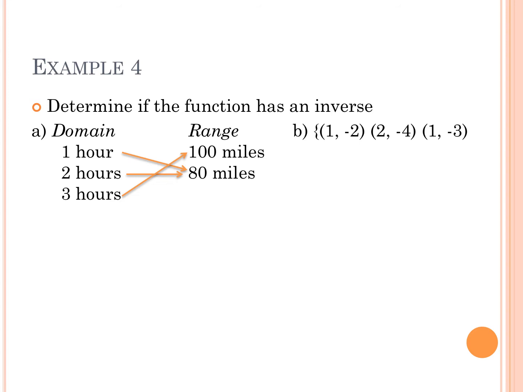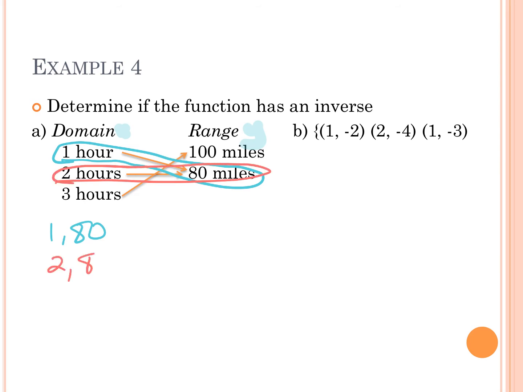What letter is domain? X. What letter is range? Y. So if it confuses you in chart format, literally rewrite these as coordinate points, okay? Where this is my x and that's the y because those two go together. So it'd be 1 and 80. Then 2 goes with 80. And then 3 goes with 100.